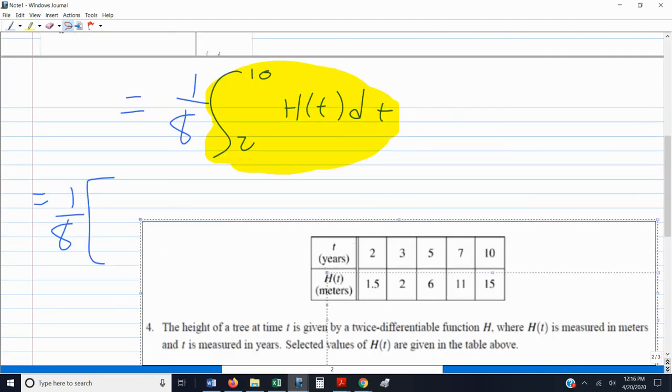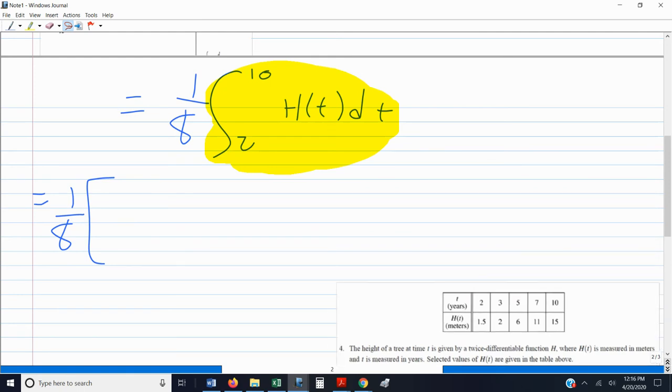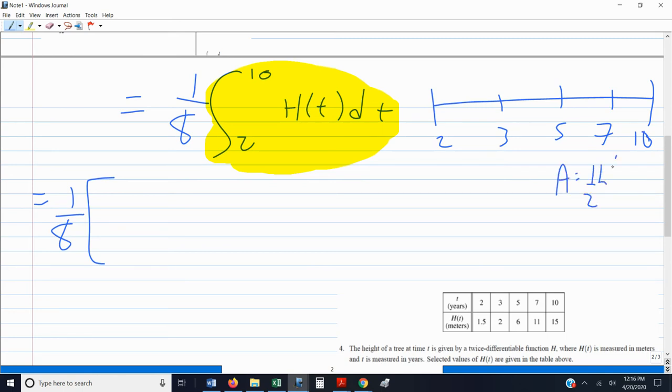Okay. So there's my chart, and I'm going to make this diagram that I love. 2, 3, 5, 7, 10. And then also a reminder that the area is 1/2 the height, b1 plus b2. So my first trapezoid is going from 2 to 3. So for that area, I have 1/2. The height from 2 to 3 is 1, right? From 2 to 3, I'm moving 1 unit.